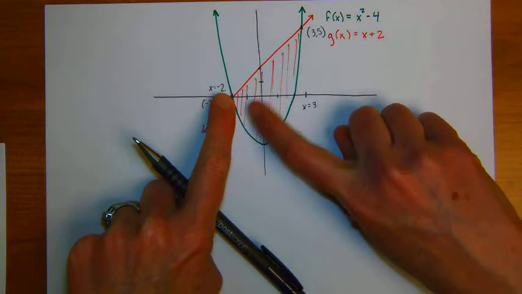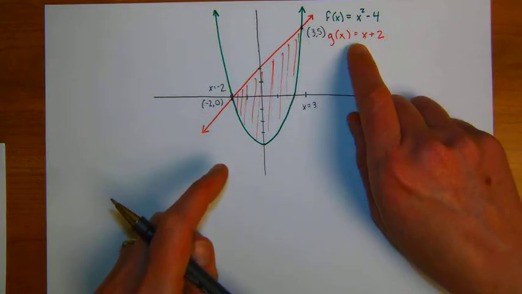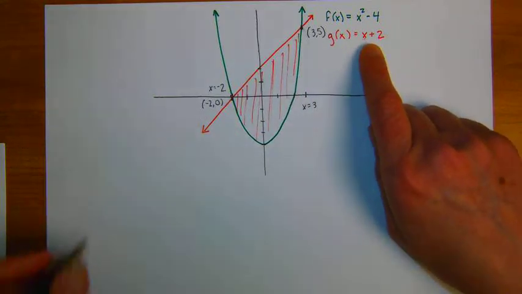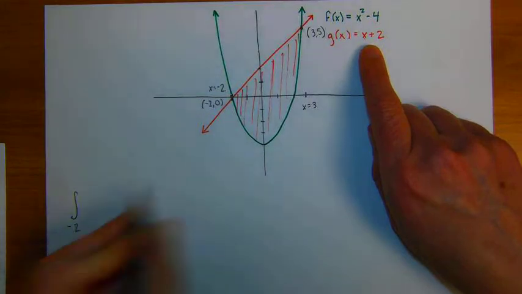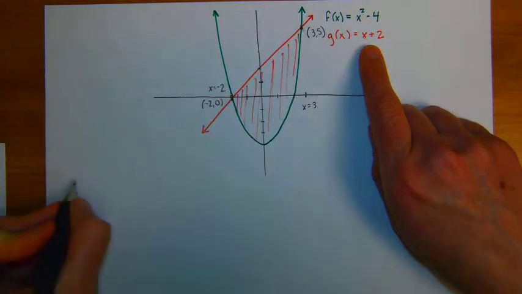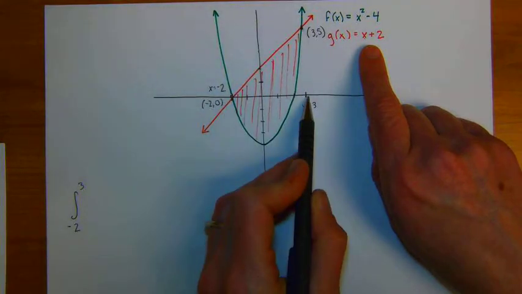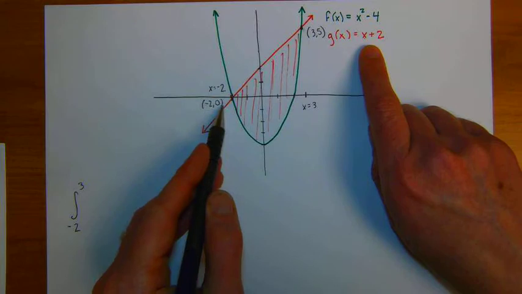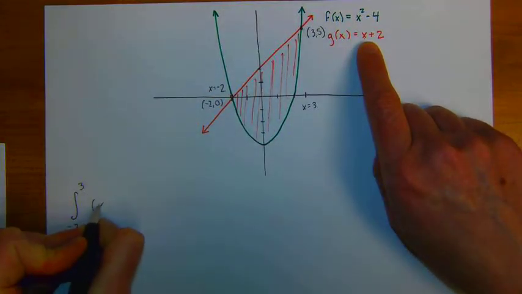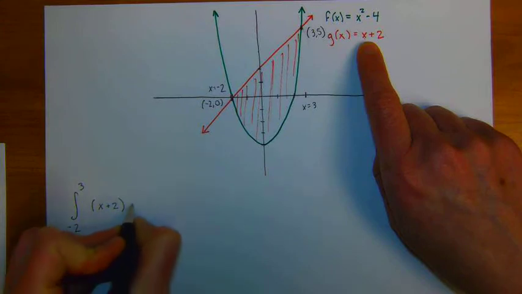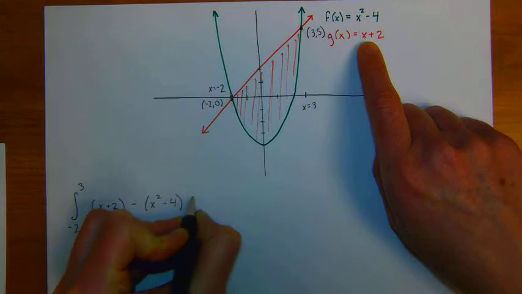We know where to start, we know where to stop, and now we know which is the top function. In this case, the top function is our red function, our g of x function. So the area between the curves is given by the integral from x equals negative 2, this intersection point, to x equals 3, this intersection point, moving from left to right. And we're going to take the top curve and then subtract away the bottom curve. So in this case, that's going to be x plus 2 minus the bottom curve, x squared minus 4 dx.